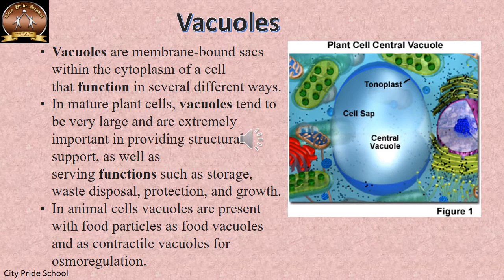Now, vacuoles are organelles which are mainly present in the plant cell. Okay, it's a membrane-bound sac within the cytoplasm and has different functions. The main function of vacuole is to store food. Okay, and also helps in waste disposal, protection, and growth. In animal cell, the vacuoles are present as food vacuoles in the amoeba and also as contractile vacuole to remove the extra water, termed as osmoregulation.